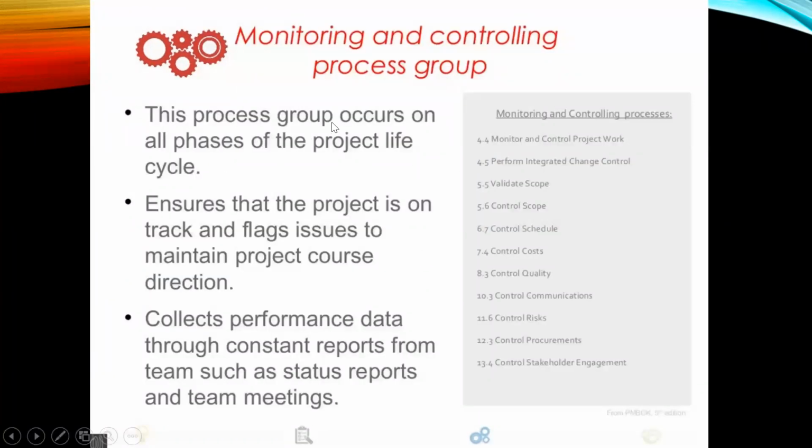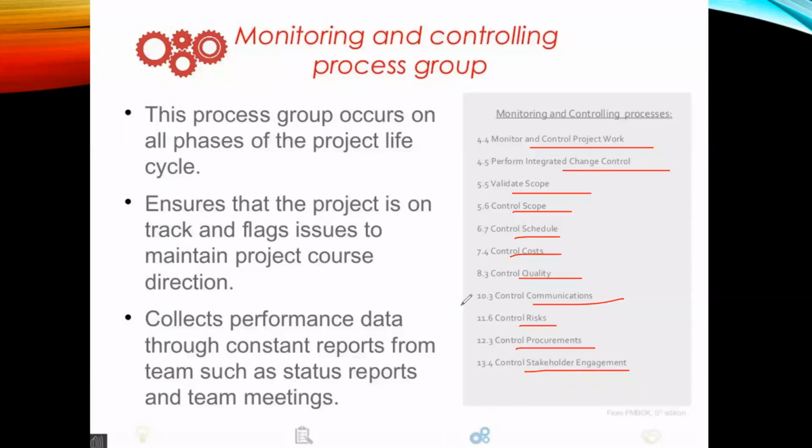Monitoring and controlling is a process that should happen throughout the entire life cycle, which is that we should always monitor and control the work and the project: change control, validate the scope, control schedules, costs, quality, communication between sectors, risks, procurements, and stakeholder engagement as well, because many stakeholders love to be engaged in the project, so we should control that as well.